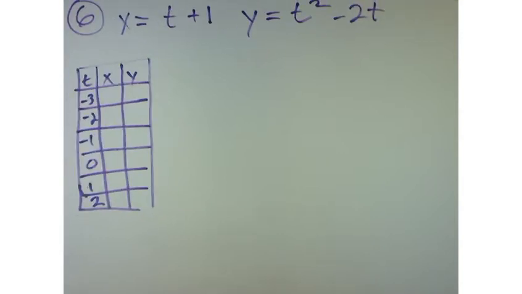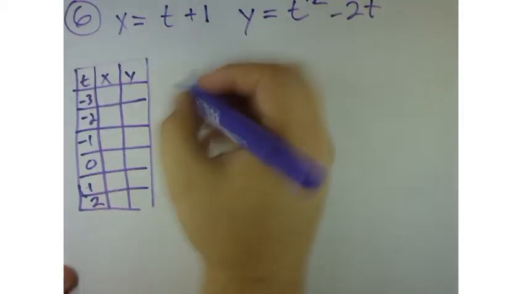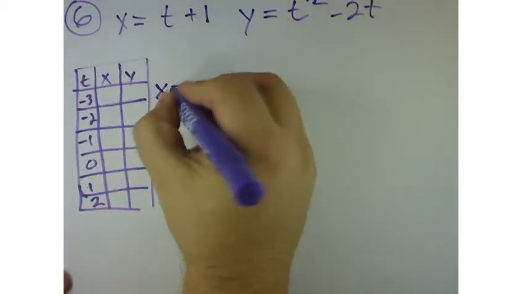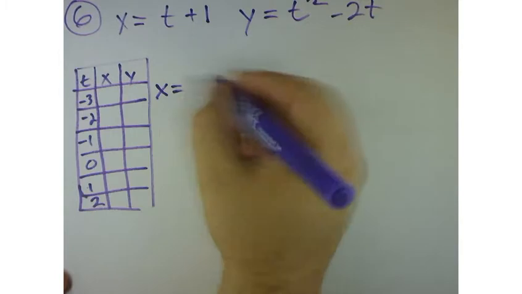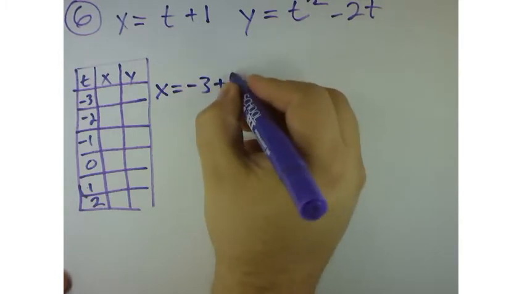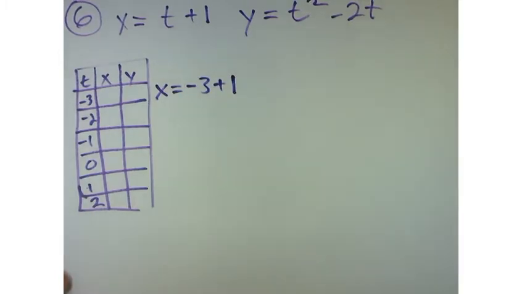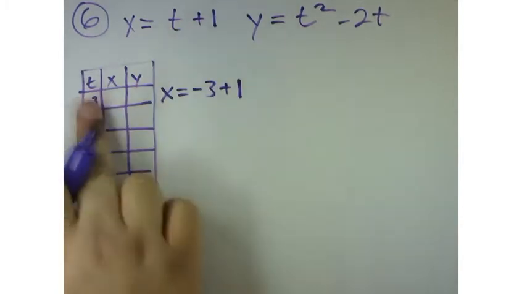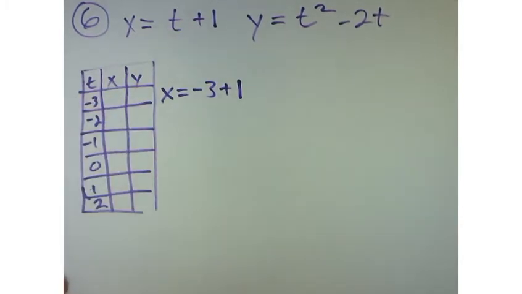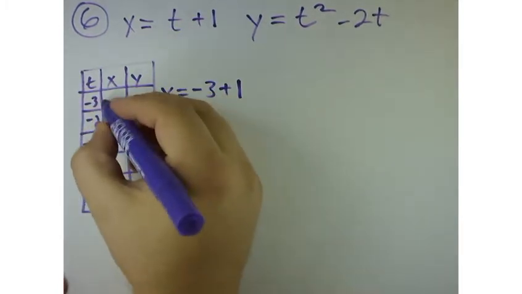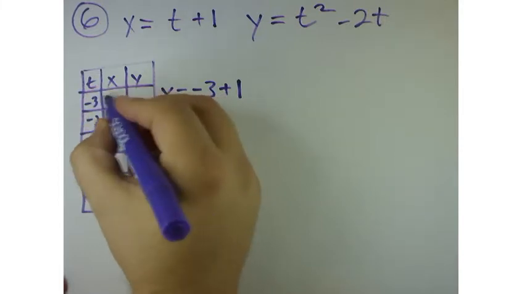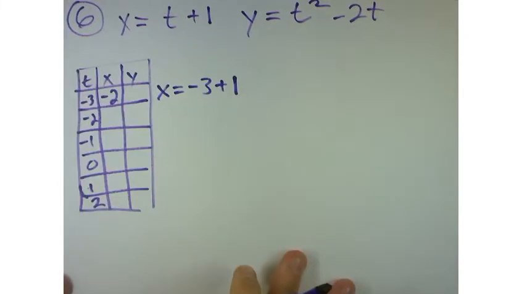Well, the way that I figure this out is I need to plug in -3 to find x. So to find x, if I say x equals t plus 1, if t equals -3, then I will plug in -3 plus 1. So wherever there was a t, I'm going to plug in -3, right? Well, what's -3 plus 1? -2, right? So my x value is -2. Now I do the same thing with y.